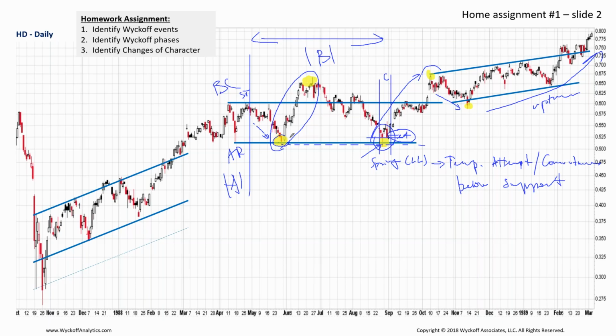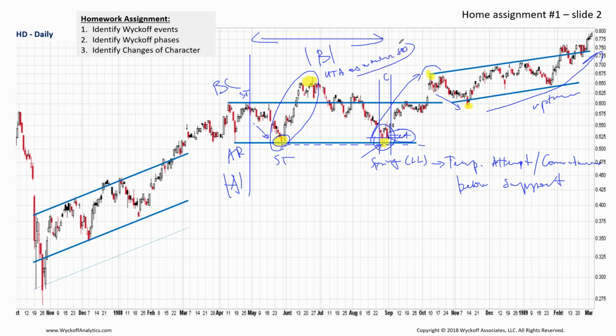Right, so okay, let's come back to phase B really quickly. The test at the support level, how would we label that in phase B? Secondary test. Secondary test, yeah. And then the high that overcomes the previous resistance point in phase B is going to be a sign of strength. An upthrust action. Upthrust action, as a minor sign of strength.